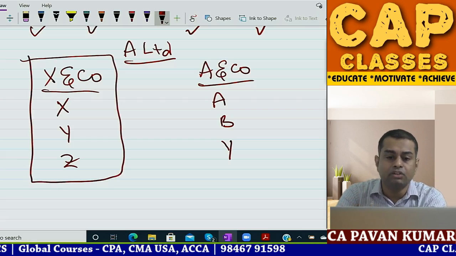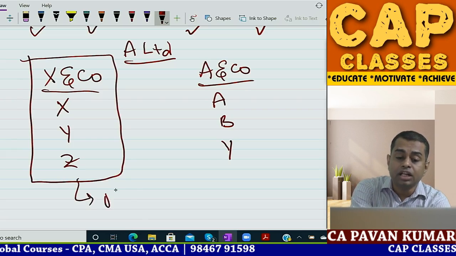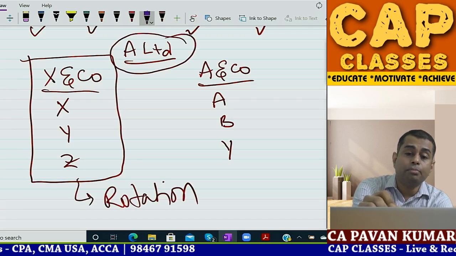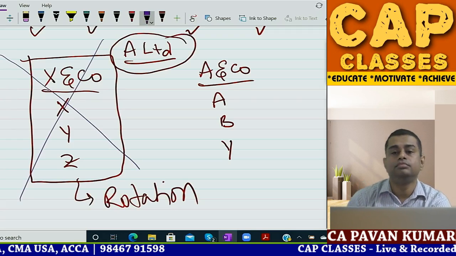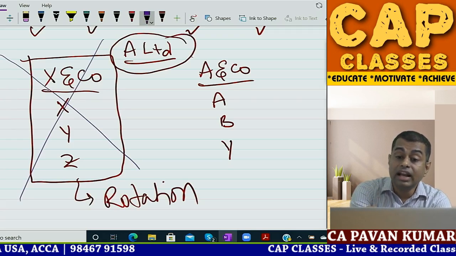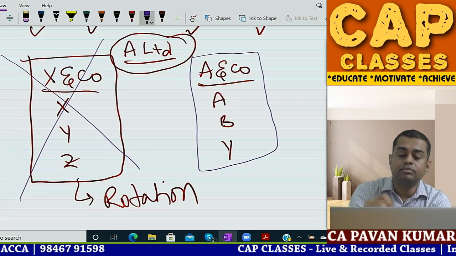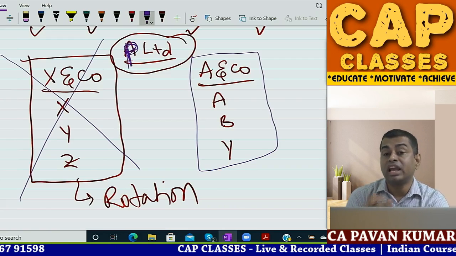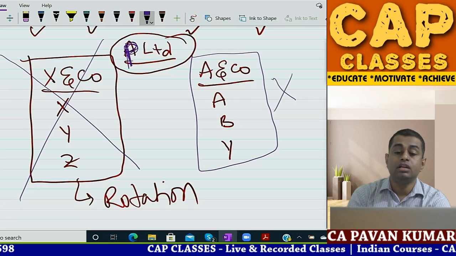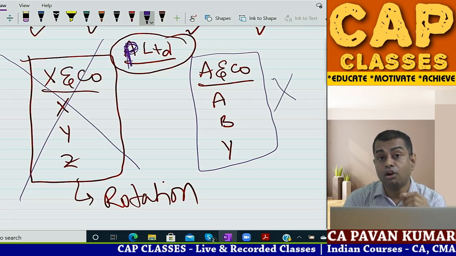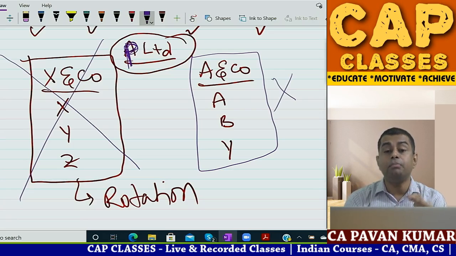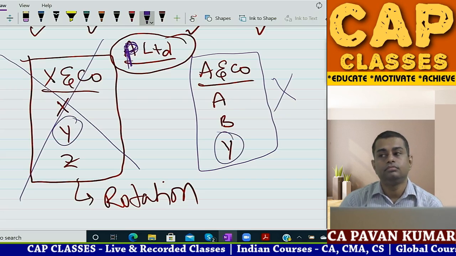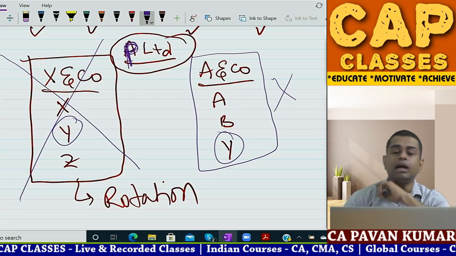2 terms of 5 years is over. Now in the rotation, A Limited cannot appoint X and company now. In the rotation, can A and company, or say this is P Limited, because A will confuse you, this is P Limited. So can they appoint A and company? The answer is no. A and company cannot be appointed as auditor of P Limited because of common partner. If there is a common partner, the other firm is also disqualified.